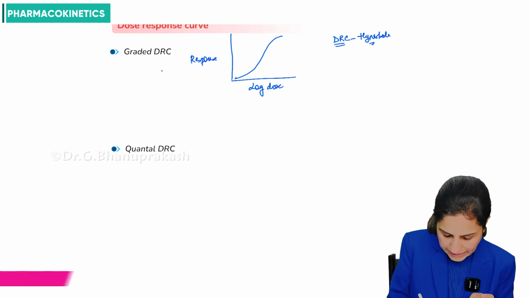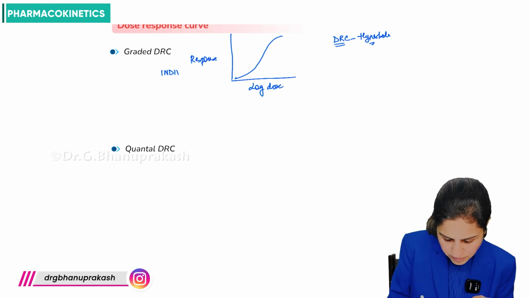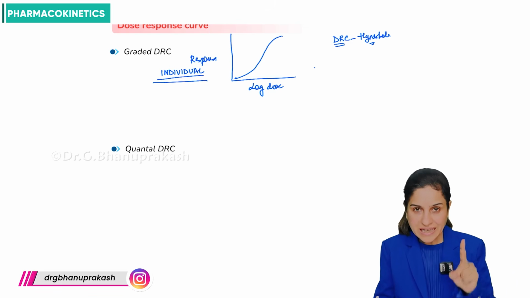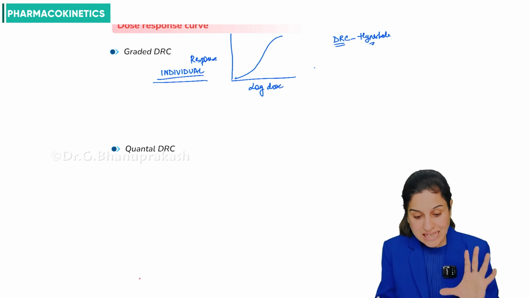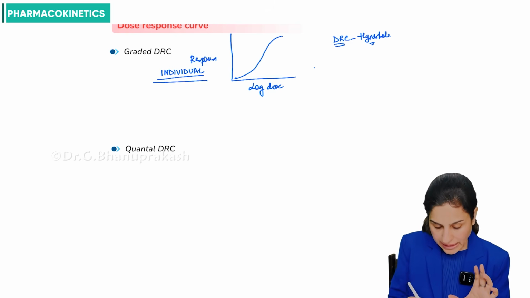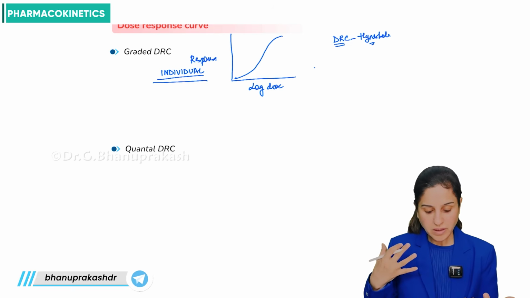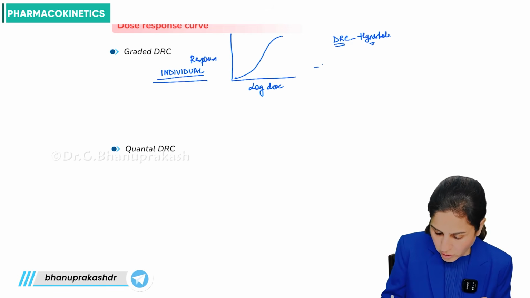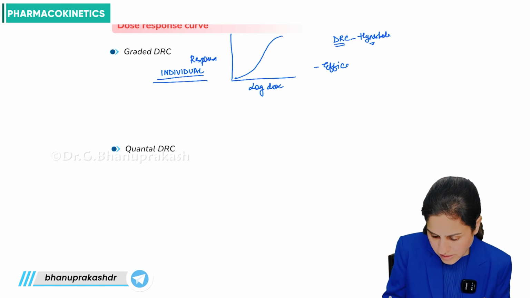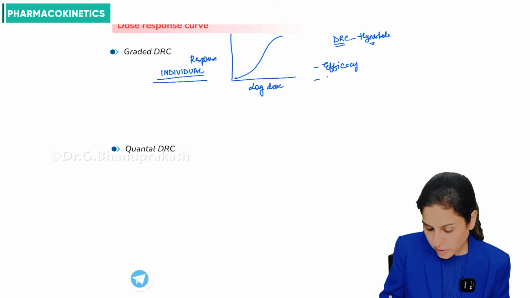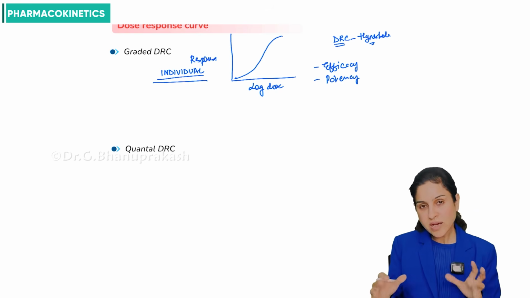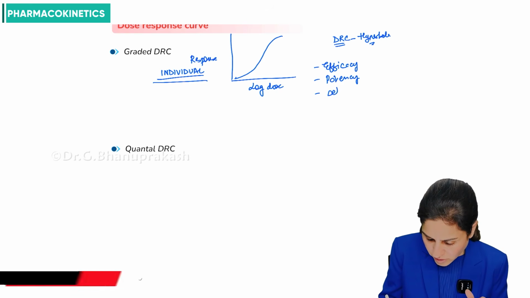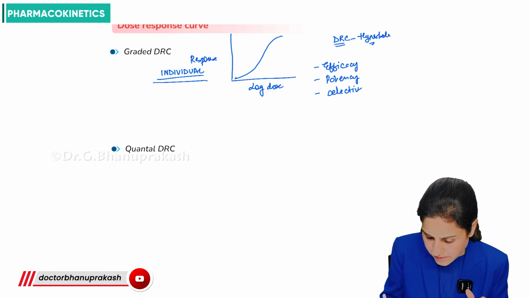So this is the response in a single individual, right? The dose you give in a single individual, the response it produces. And what can you actually assess from such a graph? You can comment on the efficacy of a drug, right? You can comment on the potency that we did before, right? So two drugs can be compared. You can comment on selectivity, how selective the drug is.